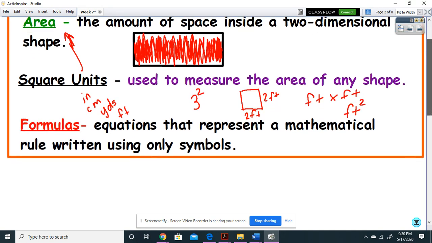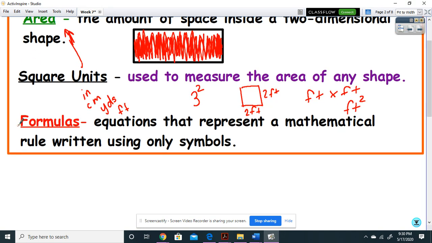And formulas are the equations that we're using to actually find the area of the shape. So there are equations that represent a mathematical rule written using only symbols. So different shapes have different formulas.